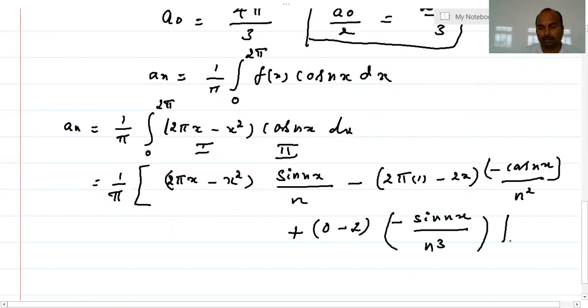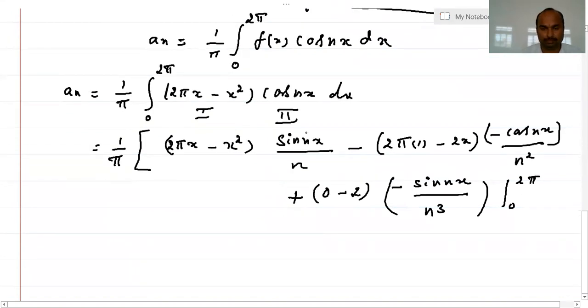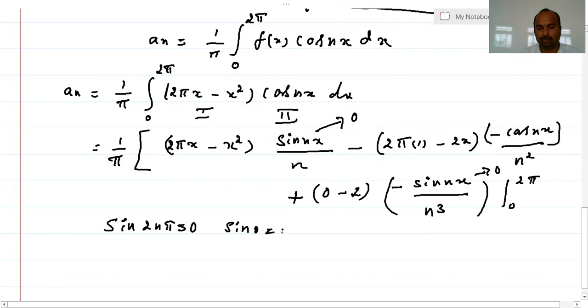The limits are 0 to 2 pi. See, both the sine terms become 0. This term becomes 0. Why is it 0? The upper limit is 2 pi, so it becomes sin 2n pi. Sin 2n pi is also 0, and the lower limit is sin 0. So both become 0, so these two terms become 0.